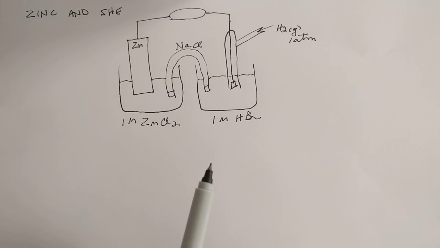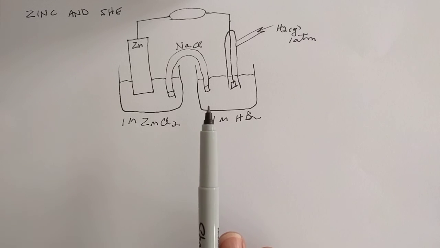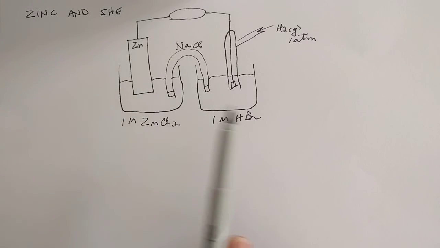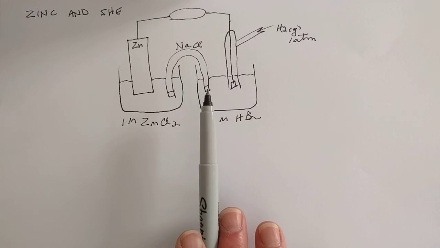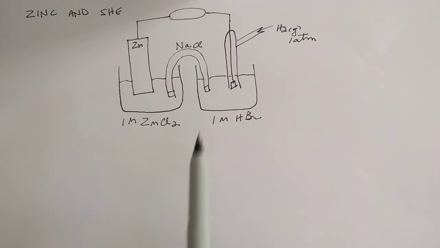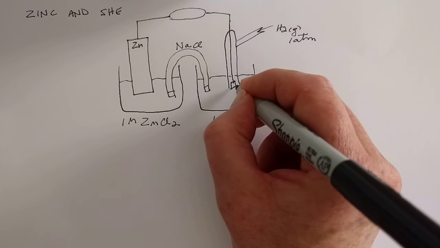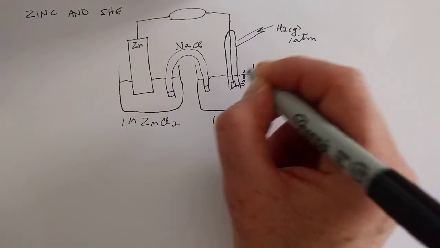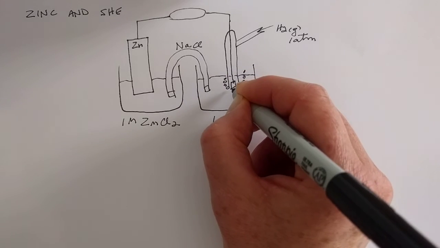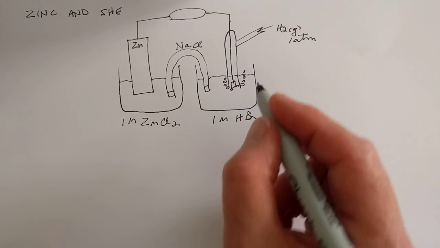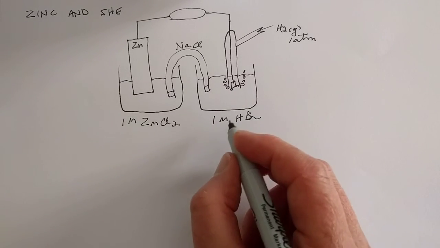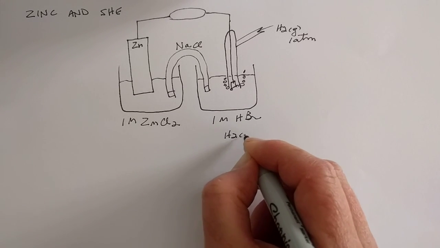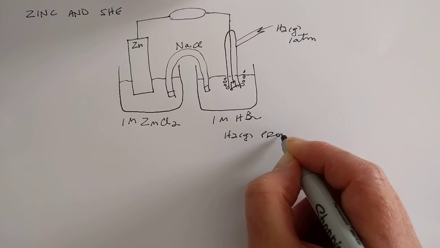And now we're just going to set up our cell, and it's going to go. And we're going to figure out which of these compartments is the anode compartment and which of these compartments is the cathode compartment. So when this runs, we notice we get a lot of bubbles coming up from our platinum electrode, showing that hydrogen gas is being produced. So we see H2 gas produced.